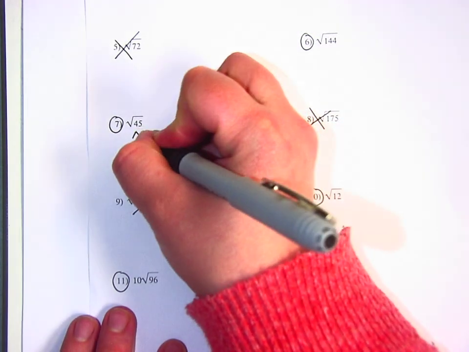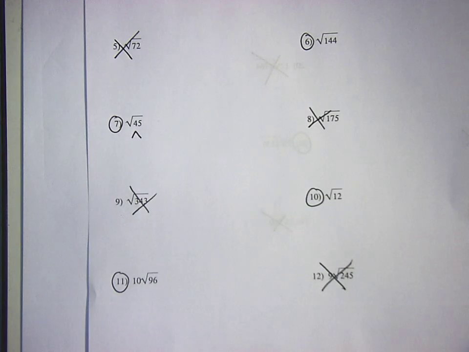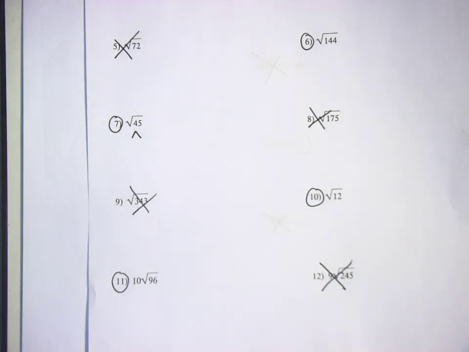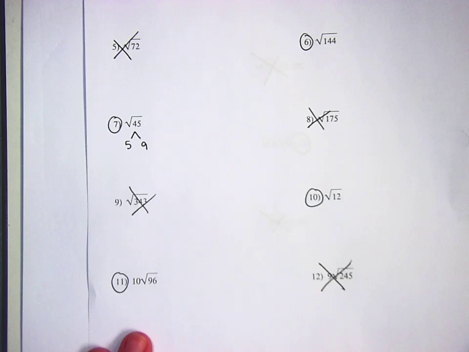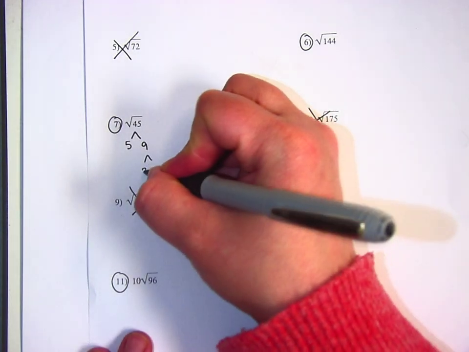With square roots, you make it into a factor tree. So if you're bad with figuring out what goes into something, then you're going to definitely want a calculator today. The square root of 45, 45 is 5 times 9, and 9 breaks down to 3 and 3.